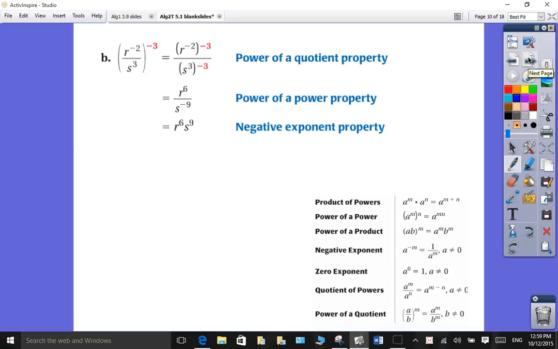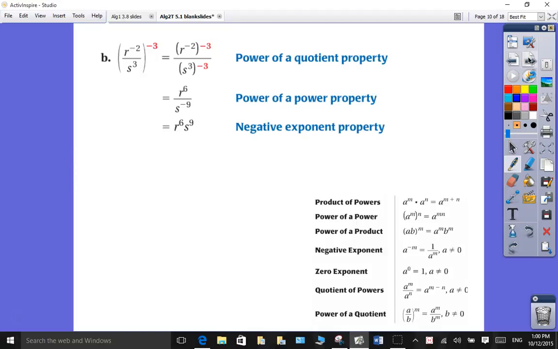So first, they used the power of a quotient to distribute the negative 3 onto the numerator and the denominator. Then they used the power of a power, r to the negative 2 to the negative 3, multiply to get 6. S to the third to the negative third is s to the negative 9th. And then because we don't leave negative exponents, it was flipped to the numerator. So now it's s to the positive 9th in the numerator.